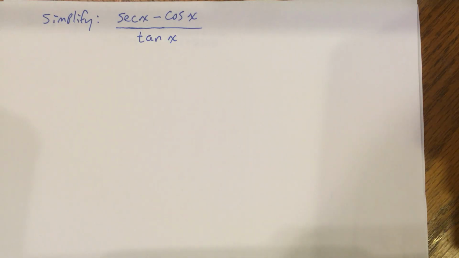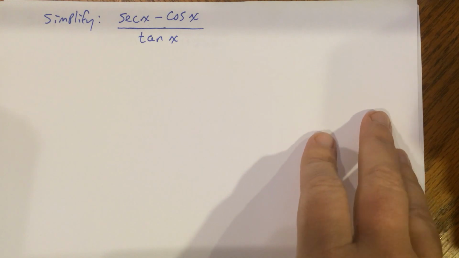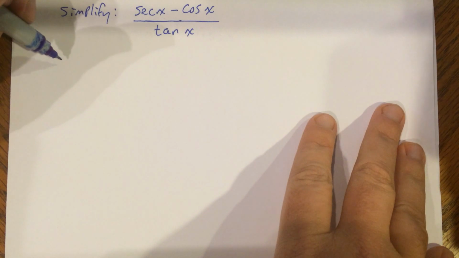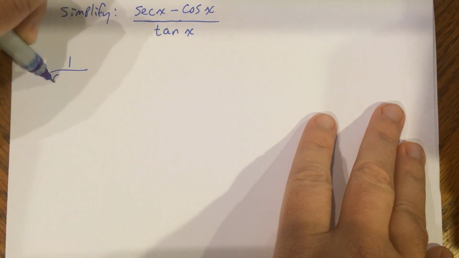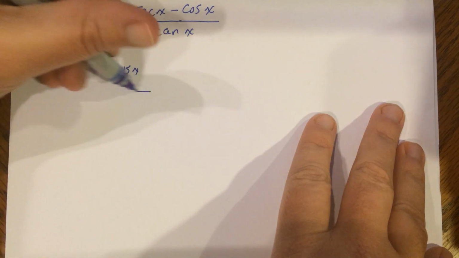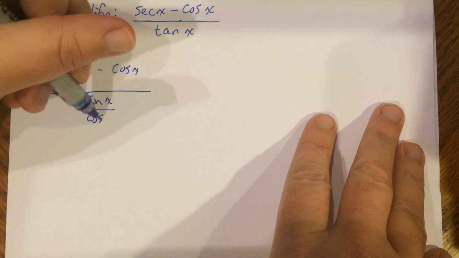So let's look at another one. Let's say I have secant x minus cosine x over tan x. So again, I don't have like terms. So first thing I'm going to do is rewrite them as sine and cosine so I can maybe find some like terms. So I'm going to get 1 over cos x minus cos x all over sine x over cosine x.